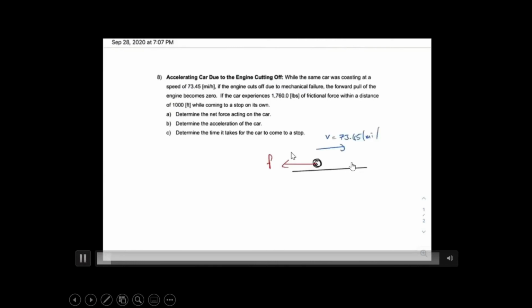All right, so initially the car was going at 73.5 miles per hour, give and take. When the engine cuts off, what happens? The only force acting is friction. And then the car is moving horizontally about 1,000 feet. So my question is, how long would that take for it to come to a stop?